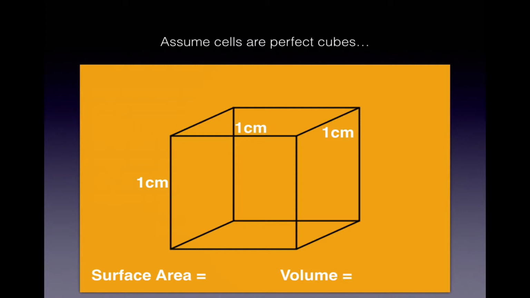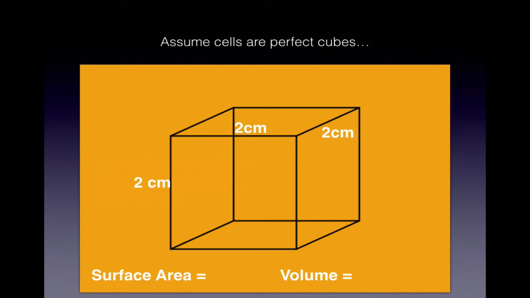calculate the surface area by multiplying the height times the width, okay, which is 1 times 1. So each face of the cube is 1 square centimeter, and cubes have 6 faces, so 1 times 6 is 6. So the surface area of this cube is 6 square centimeters. And the volume, of course, is going to be multiplying all 3 dimensions, 1 by 1 by 1. So the volume of a cube is going to be equal to 1 cubic centimeter, or 1 cm3.